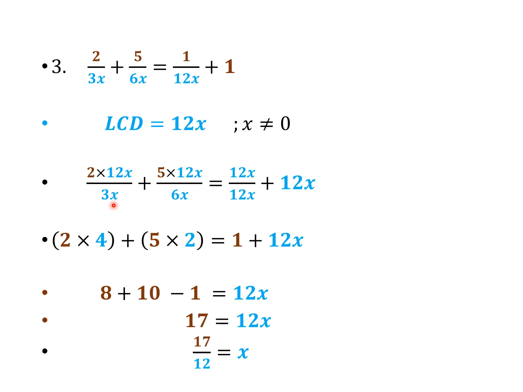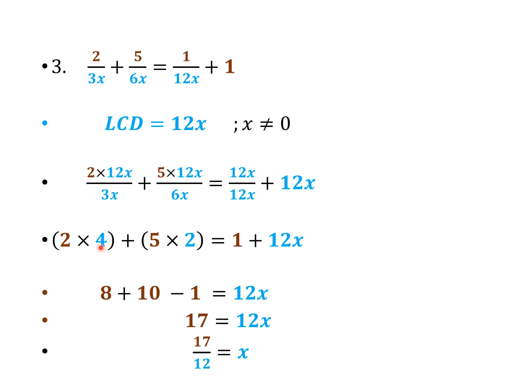Right, so there 12 divided by 3 gives me 4, and the x cancels, so 2 times 4. Right, 6x: 12 divided by 6 goes two times. The x and x cancel, so that becomes 2 times 5. 12x divided by 12x equals 1. Anything divided by itself always equals 1. And I'm left with 12x.